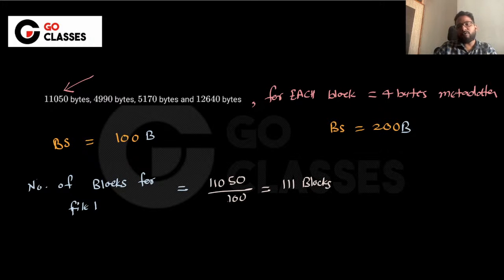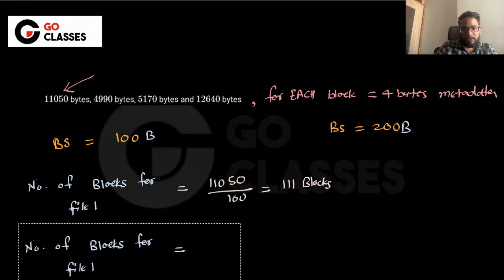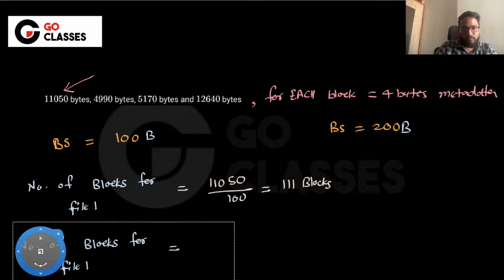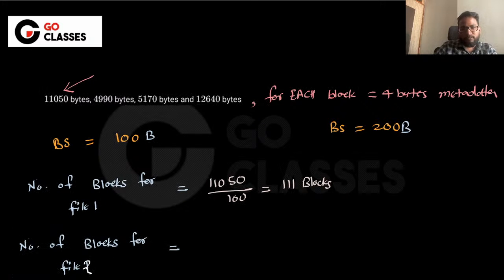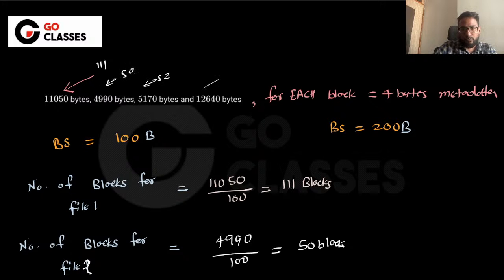Because of these 111 blocks, the total space will be this plus 4 times this. Anyway, I will calculate it. Let me first calculate the number of blocks for file 2. 4990 upon 100, it means 50 blocks for file 2. And 52 blocks for the next file. So 111, 50, 52, 127, right? These many blocks you will be taking.